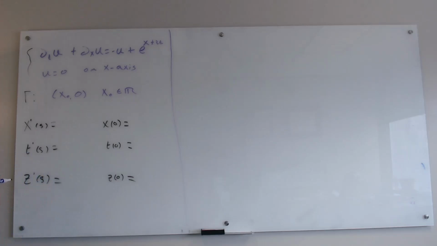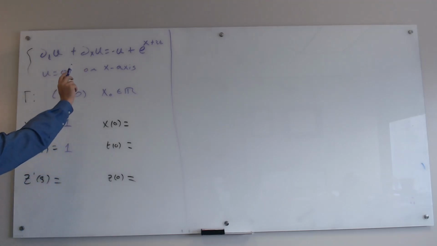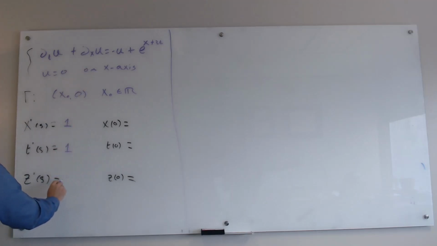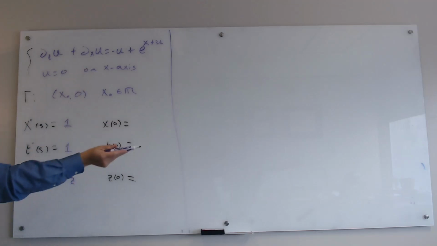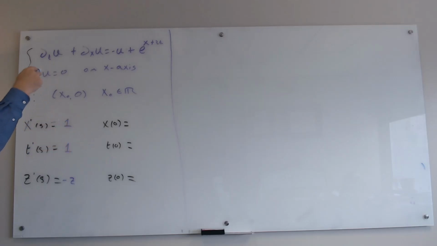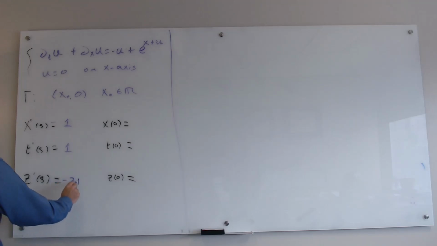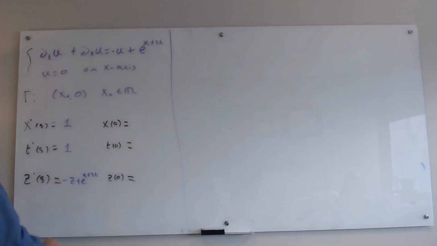The x prime, that's going to be whatever is multiplying the x derivative of u, that's 1. The t prime, that's whatever is multiplying the t derivative of u, that's 1. Z prime, that's going to be the right-hand side, okay? So it's minus u plus this, so this will be minus z. Remember, u is equal to z on the characteristics. Z of s is equal to u of x of s, so that's what we mean here. And then plus e to the x plus 2t.